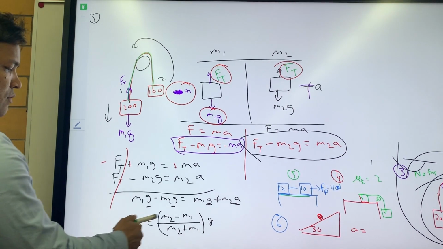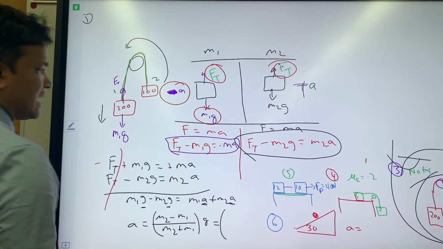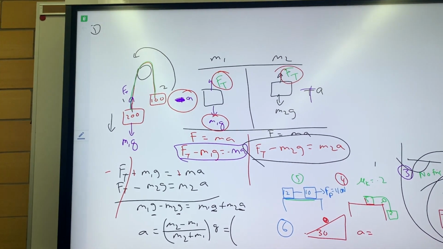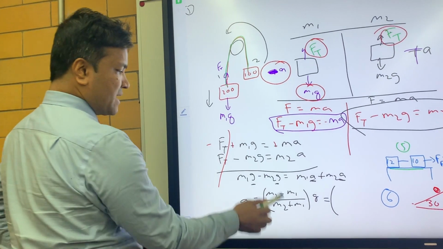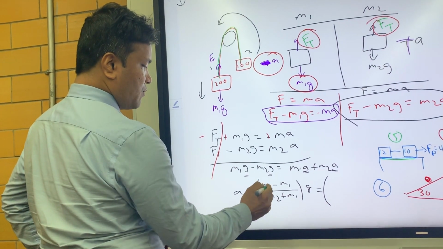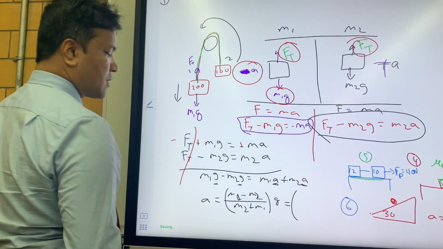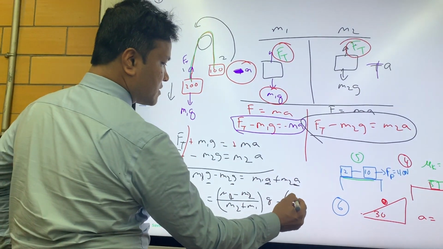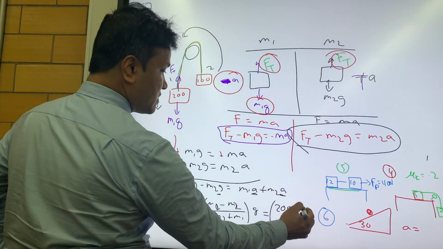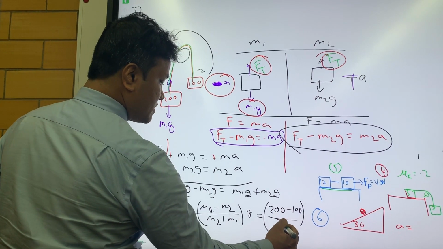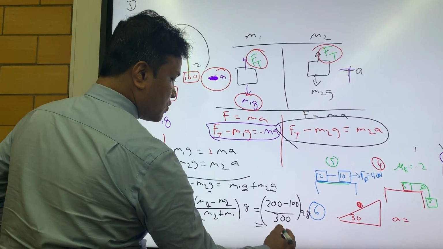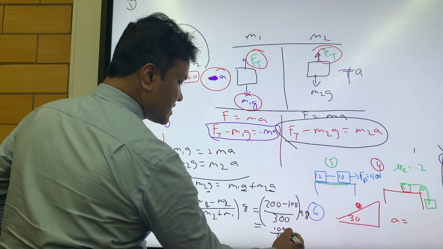Okay? So now what is m2? Oh, a is m1 minus m2. Oh, okay, m1 minus m2. Okay? So what is m1? m1 is 200 minus 100 over 300 times 9.8. So what do we get? 100 divided by 300 times 9.8.